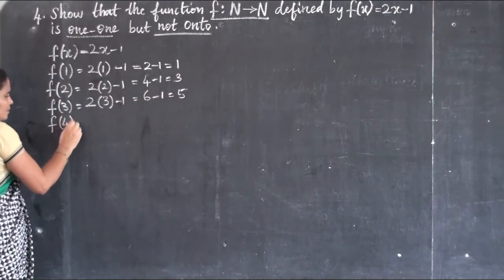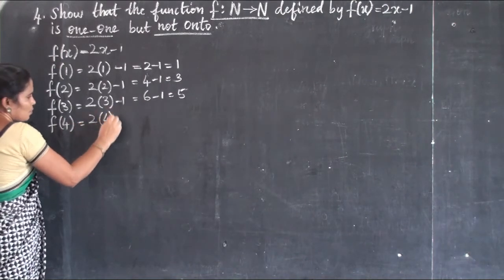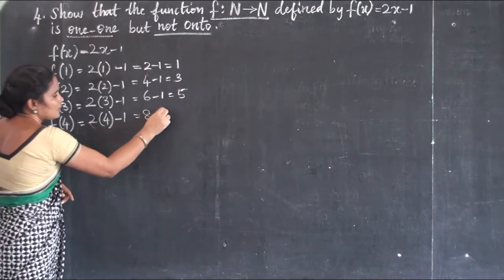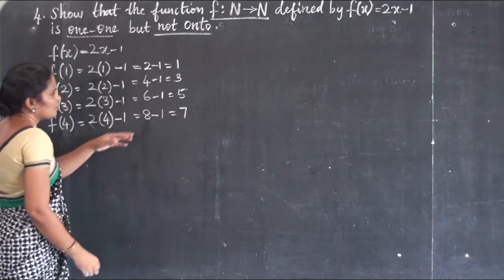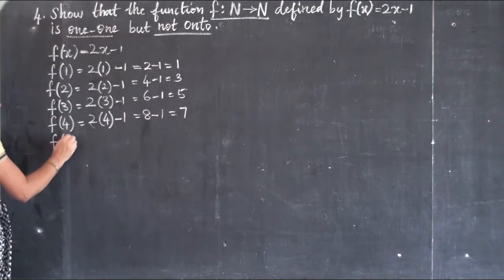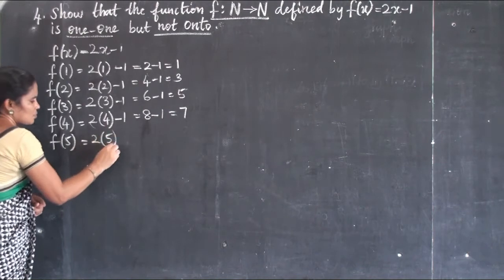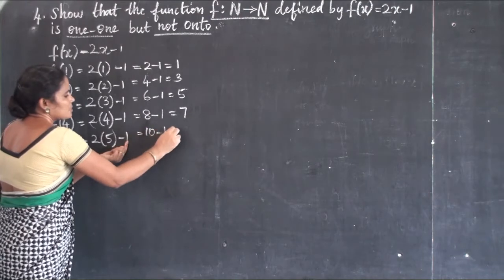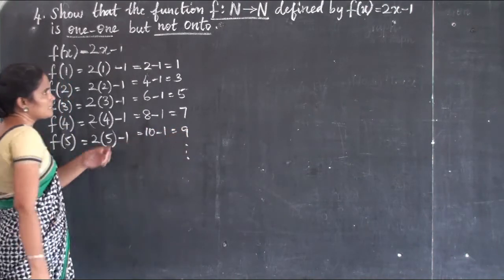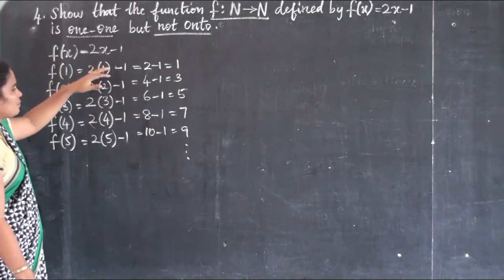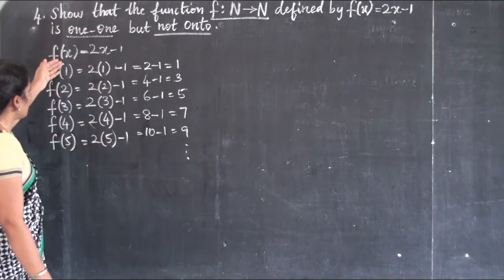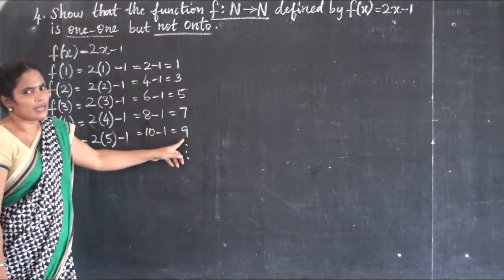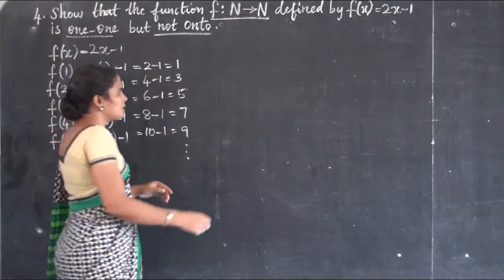f of 4 is equal to 2 times 4 minus 1, 4 twos are 8, 8 minus 1 is equal to 7. Then take 5. So 5 twos are 10, 10 minus 1 is equal to 9. Likewise, since it is not given up to where we have to find, we can stop here. Taking x values 1 to 5, the solution is 1, 3, 5, 7 and 9. 1, 3, 5, 7, 9 is nothing but the range.